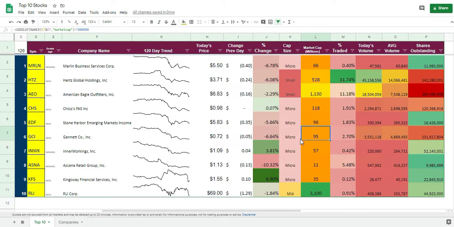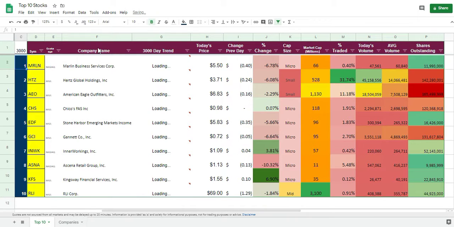Terrible job. I'm not surprised that they are down into microcap. They used to be much more powerful than that. Well, actually, if I look back 3,000 days, will this even work? Wonder what Gannett used to be worth a long time ago. I don't know if it'll allow you to go back that many days. We're going to find out. So that's like 8 years, probably 8 or 9 years.